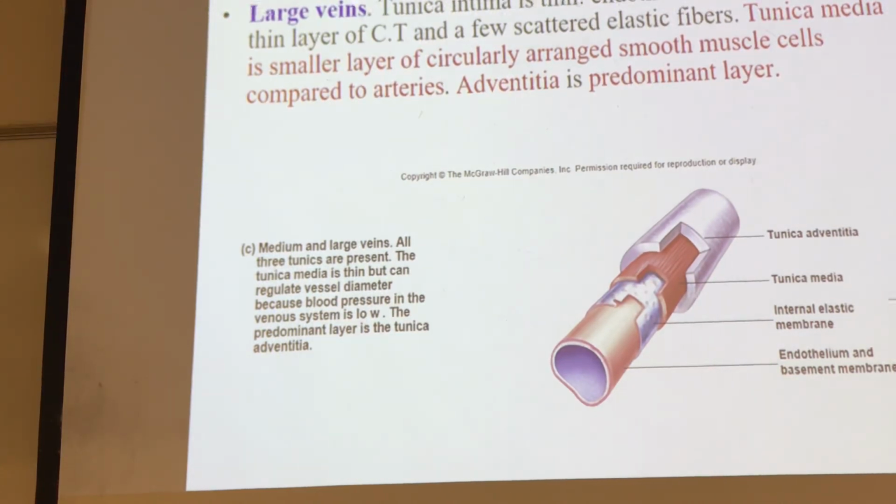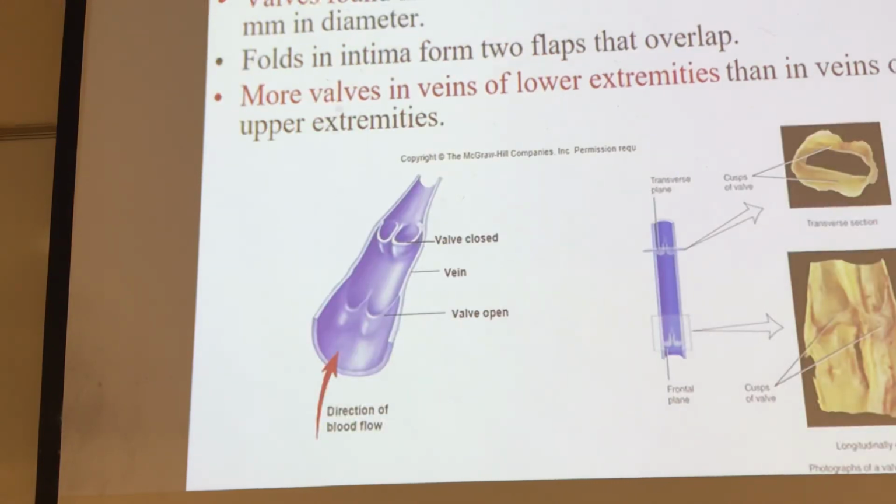So if we don't have a lot of smooth muscle, how do we get blood from the lower body back to the heart? How do we increase venous return? Well, what we're going to see with veins is that veins have valves. Those valves act very similar to other valves. Our body follows natural laws. Those valves prevent backflow, and you're wondering, how does that help? Well, valves found in medium to large veins are folds. There are folds in the intima forming two flaps that overlap.